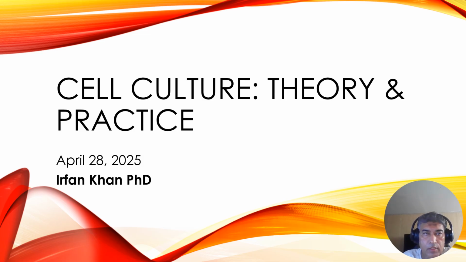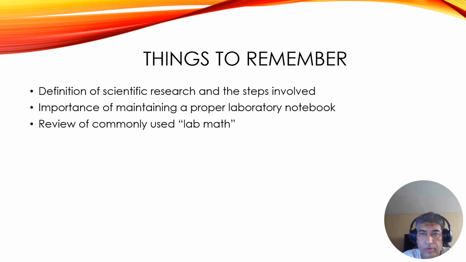So our first topic is cell culture theory and practice. Before we start, there are some things that need to be remembered. First of all is what is scientific research. We will learn the definition of scientific research and the steps involved to perform it. It is a systematic investigation to discover new knowledge or validate existing theories through observation, experimentation, and analysis.